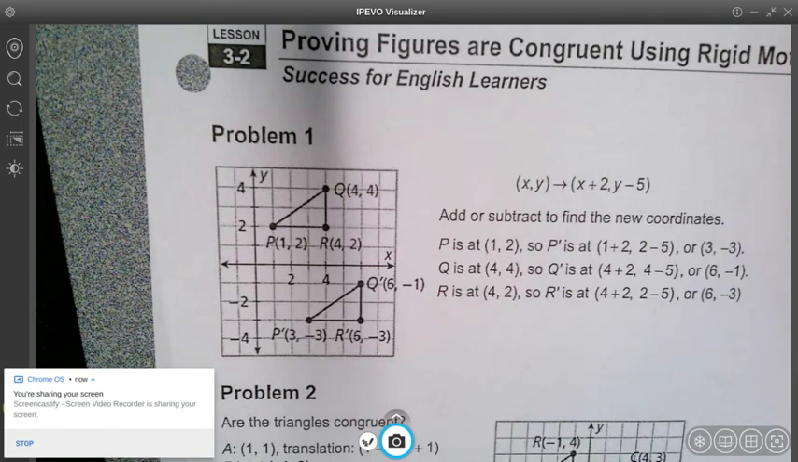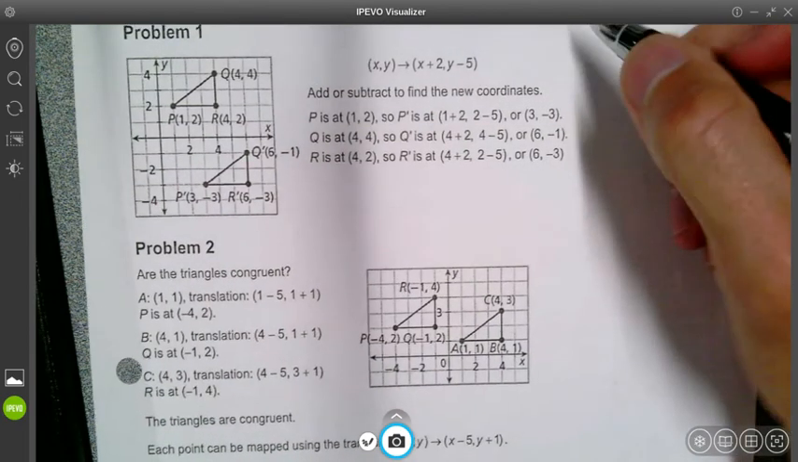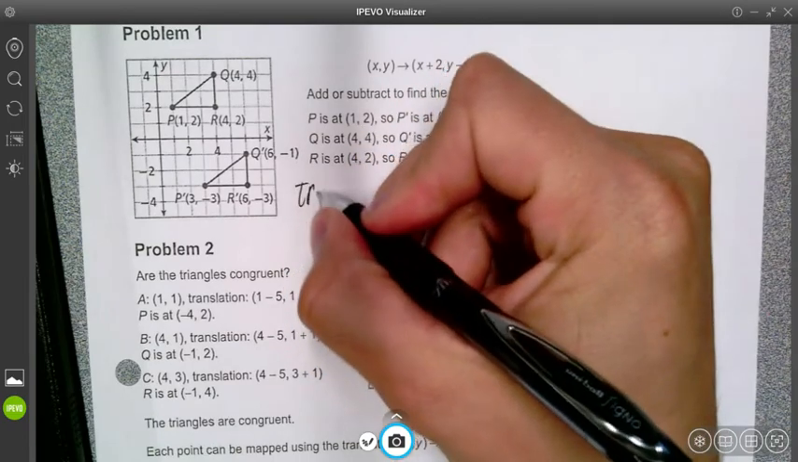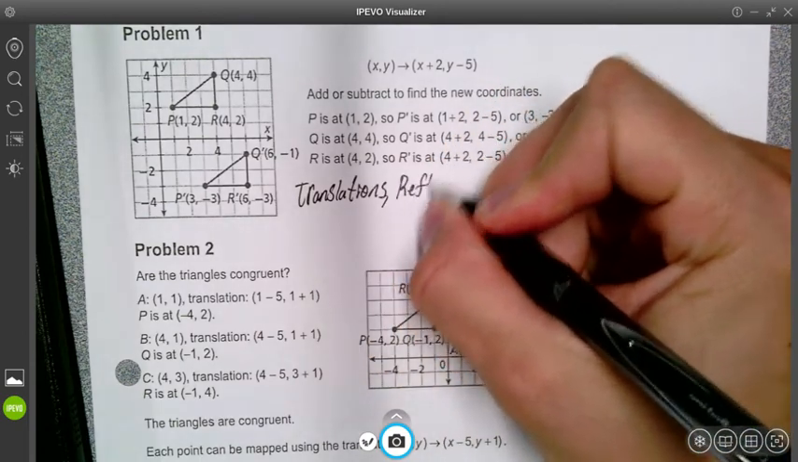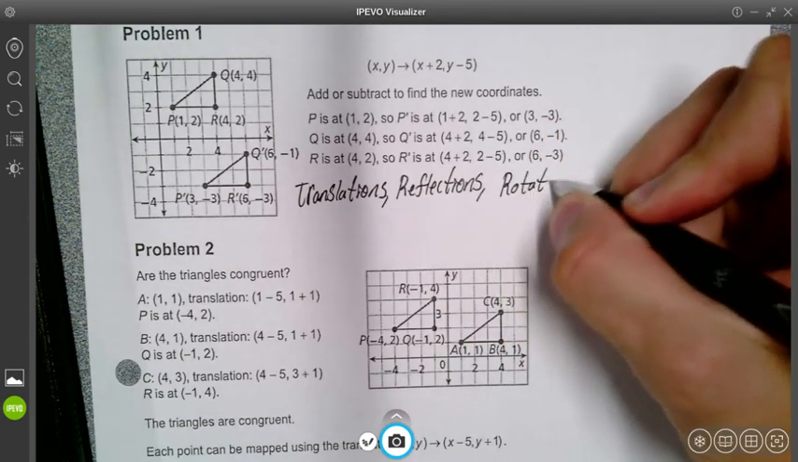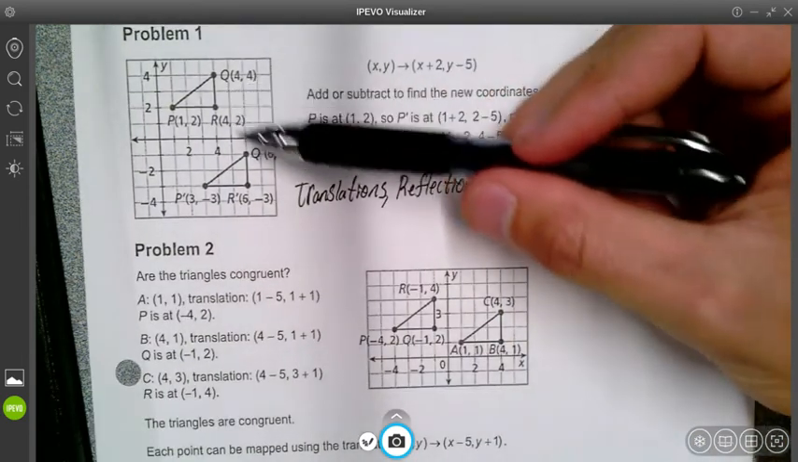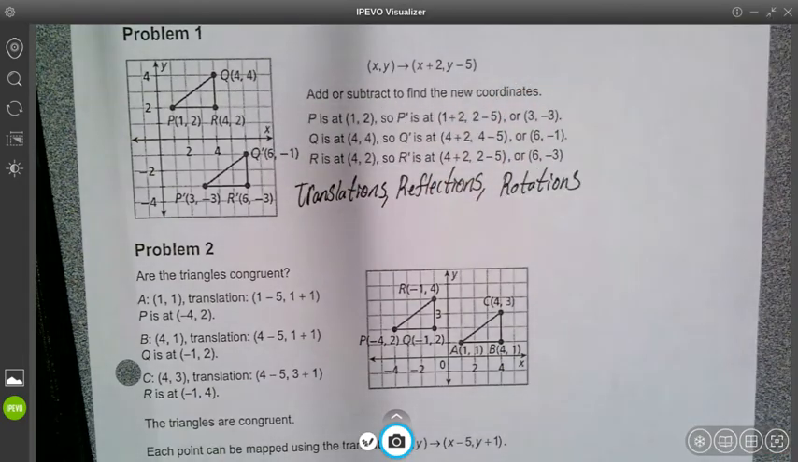Gentlemen, we're going to start by taking a look at proving figures are congruent using rigid motion transformations. The idea here is that our rigid motion transformations are our translations, reflections, and rotations. If we use any of these three, we know that the shape we start with is going to be the same size and same shape as the one that we end with.